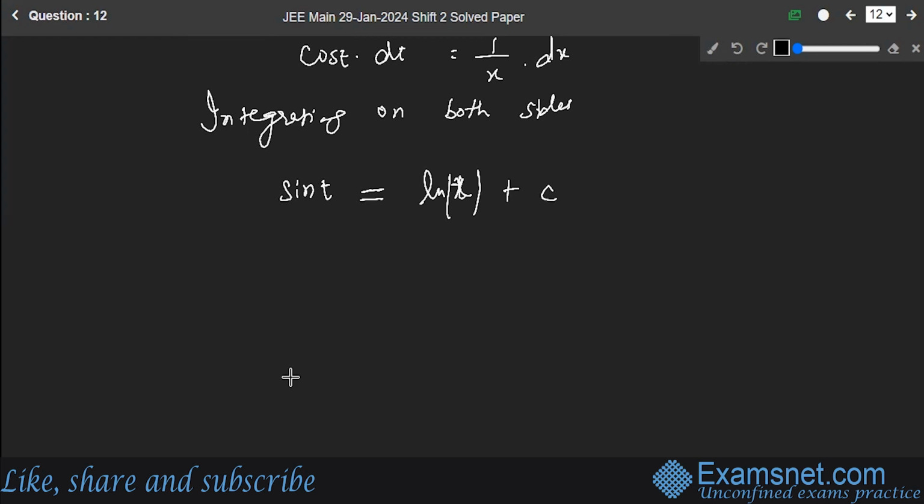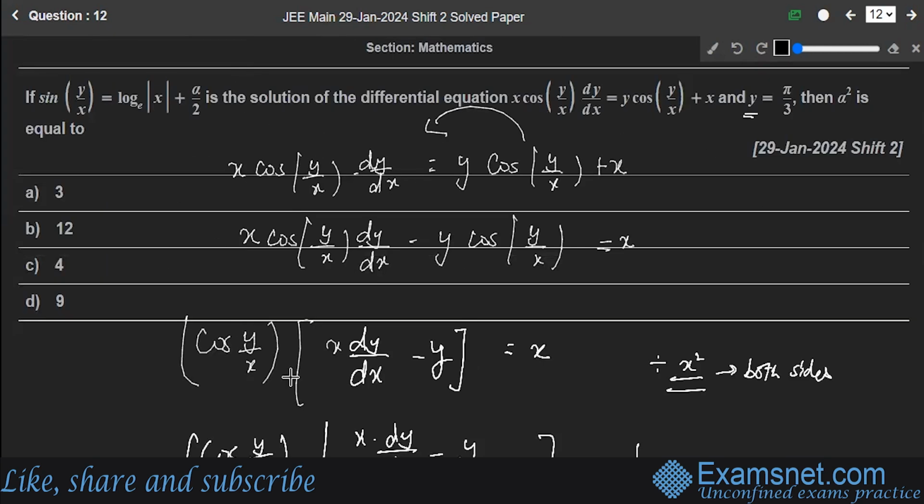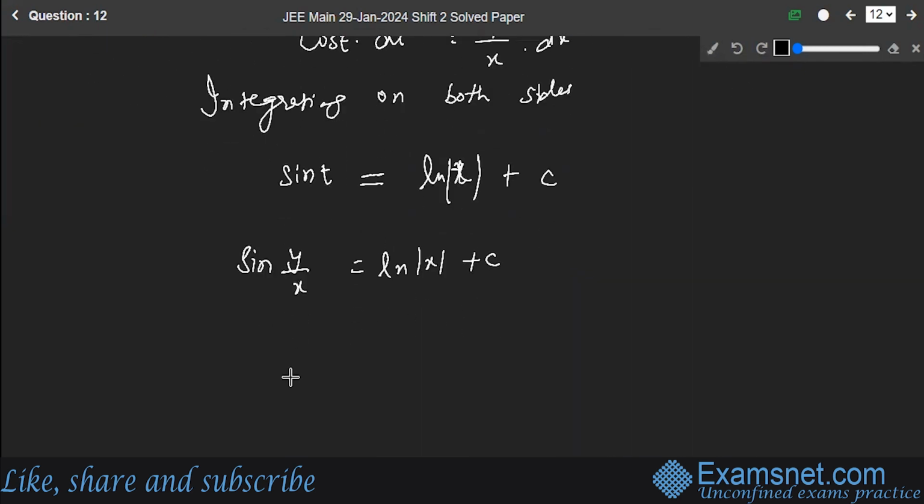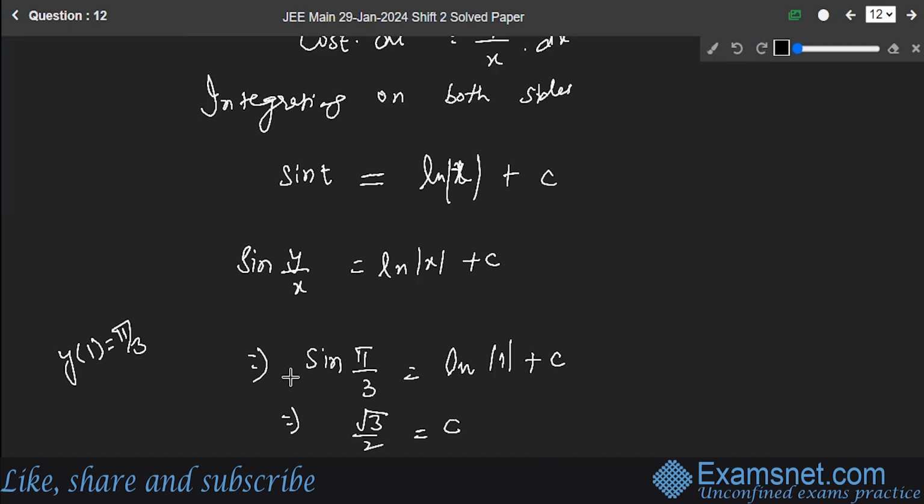plus the constant c. The t was equal to y by x, so this is equal to log x plus c. Now, here there is a correction, y of 1 is equal to pi by 3. That means when x is equal to 1, you have y as pi by 3. You are given y of 1 is equal to pi by 3. This makes sine pi by 3 is equal to log of 1 plus c. Sine pi by 3 is root 3 by 2. This is equal to your c.